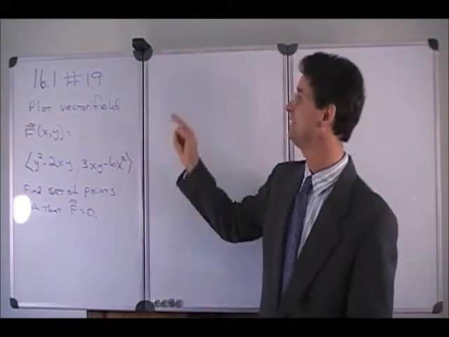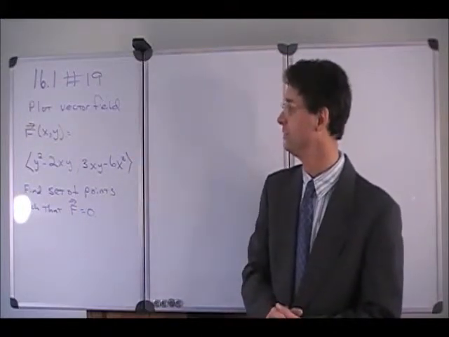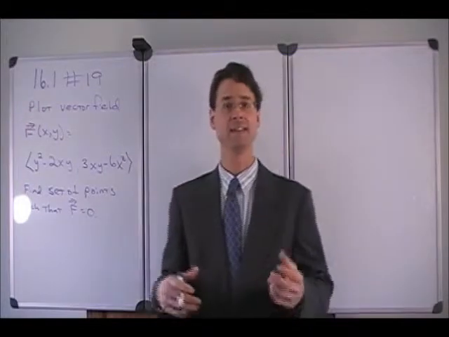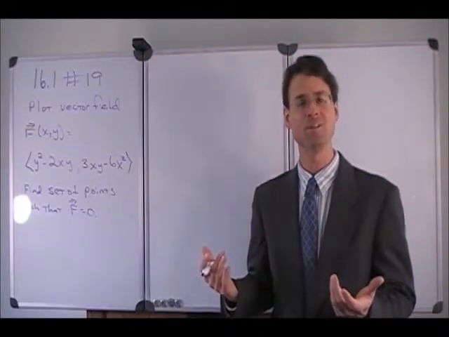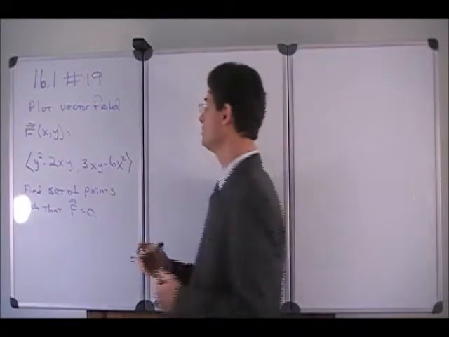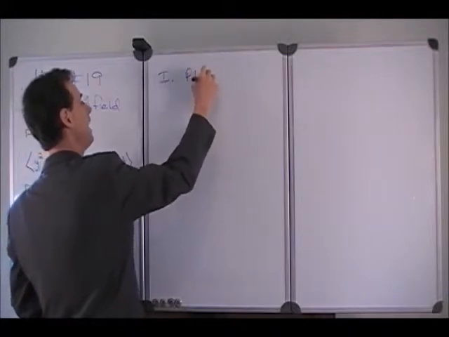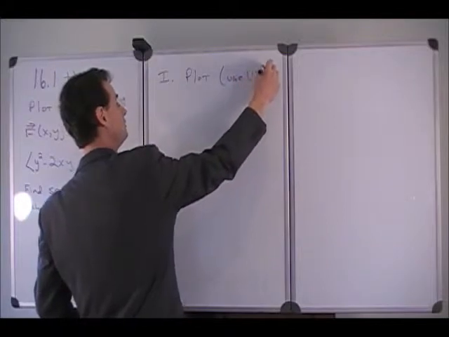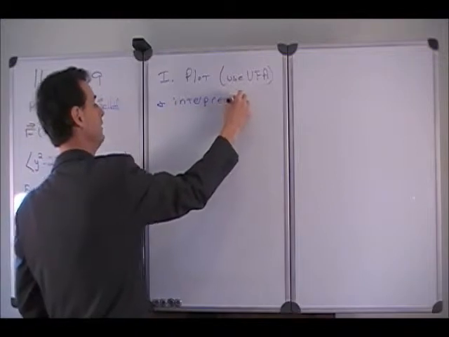Okay, so we're having a look at 16.1 number 19, and the task is to plot the vector field that we're given and find a set of points so that the vector field is equal to 0, and to use that to help interpret and understand the plot of the vector field. So the big idea is to plot, and we're going to use the vector field analyzer and interpret the vector field.